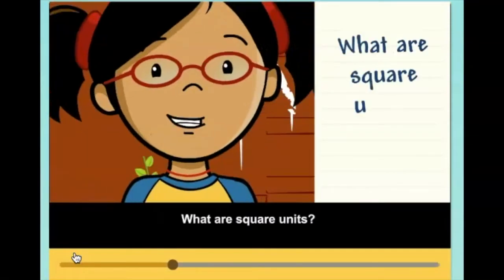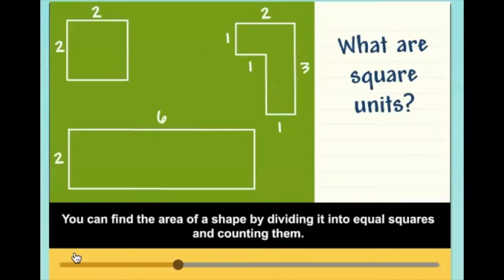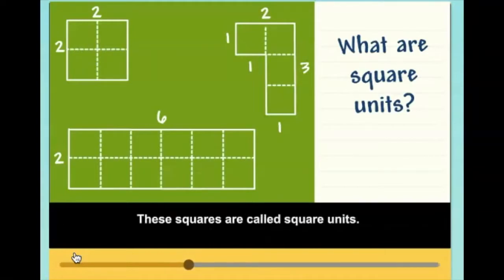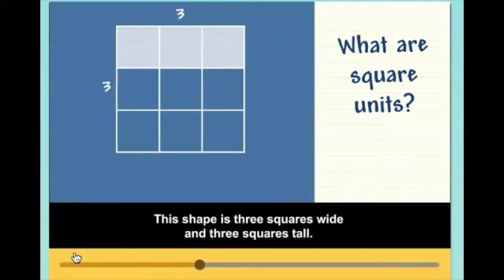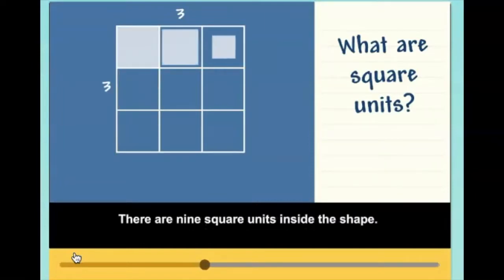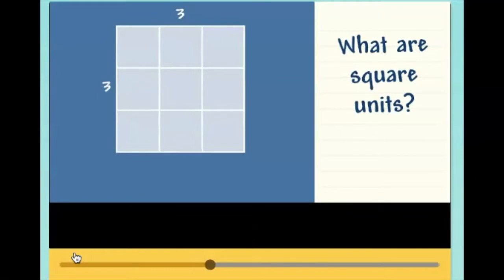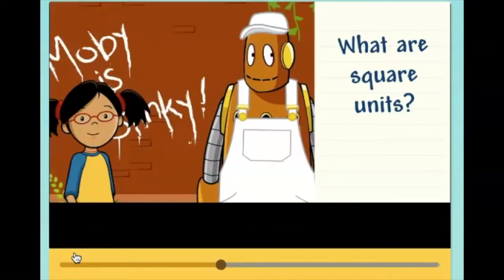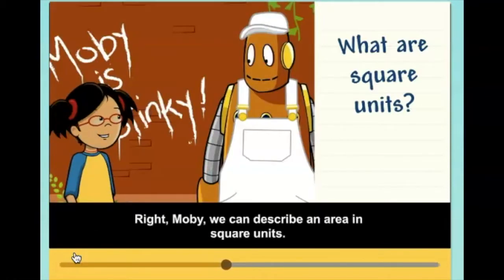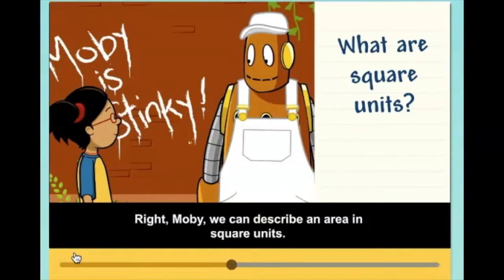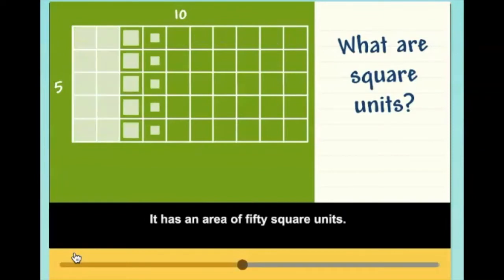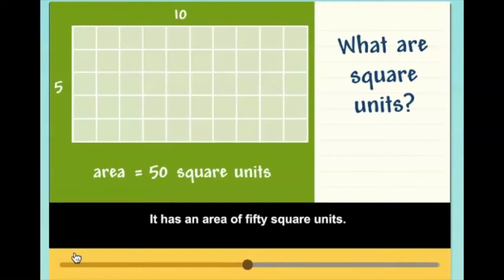What are square units? You can find the area of a shape by dividing it into equal squares and counting them. These squares are called square units. This shape is 3 squares wide and 3 squares tall. There are 9 square units inside the shape. So, the area of this shape is equal to 9 square units. Right, Moby, we can describe an area in square units. This rectangle is 10 squares wide and 5 squares tall. It has an area of 50 square units.